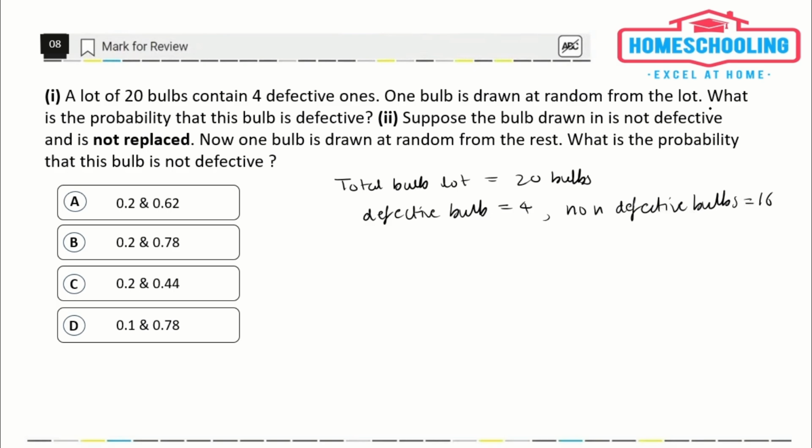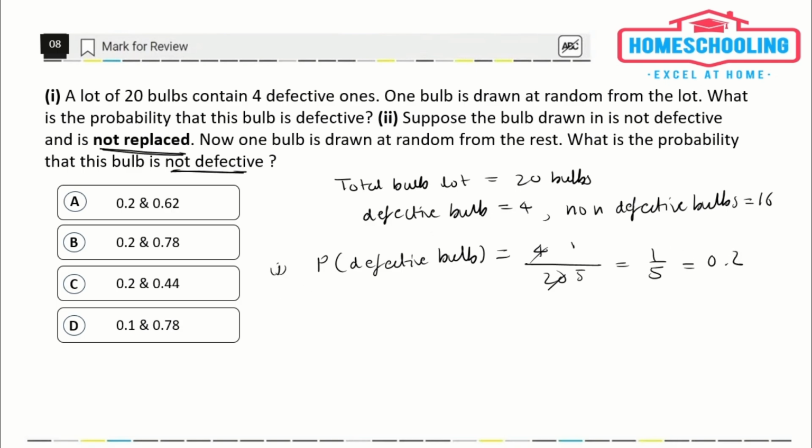One bulb is drawn at random from the lot. What is the probability that the bulb is defective? So P, the probability of finding a defective bulb, is the total number of favorable outcomes, that is defective bulbs, which is 4, divided by the total number of possible outcomes, that is the total lot of 20 bulbs. So that is going to be 1 by 5. So 1 by 5 can be written as 0.2.